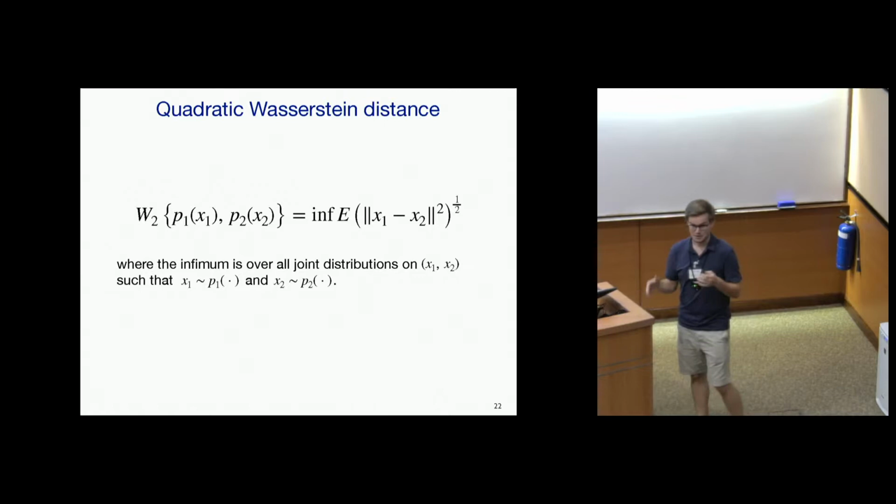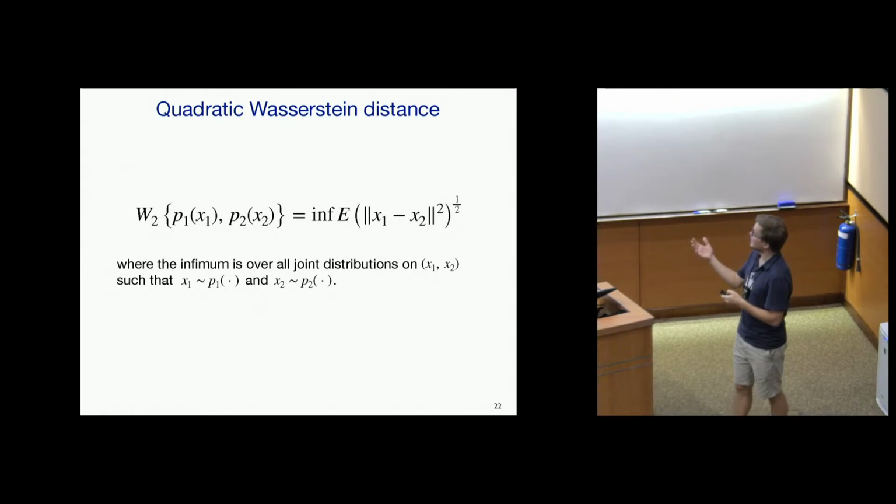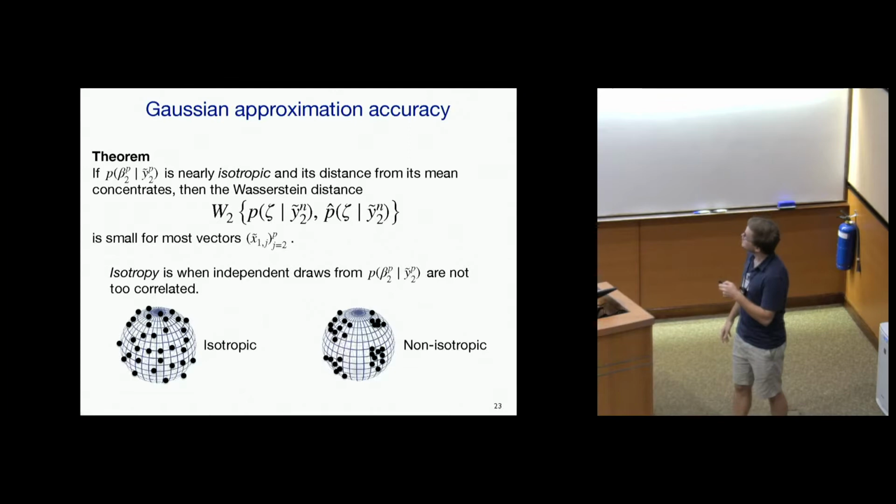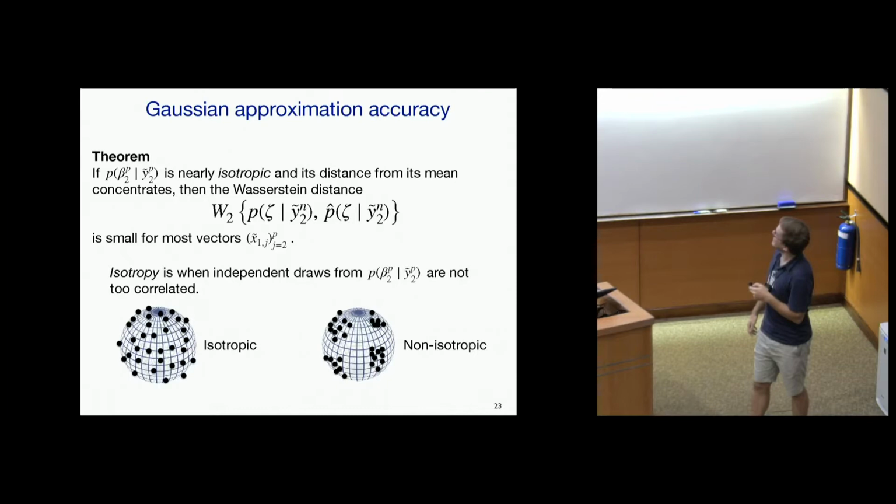Now we're going to look at the distance between the true posterior on zeta and its Gaussian approximation. Let's look at this Wasserstein distance. It turns out that this is going to be small for most design matrices, for most projections, if this full posterior, so the posterior from beta 2 to beta p, is nearly isotropic and concentrates, and its distance from its mean concentrates.